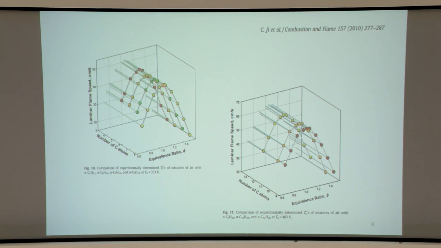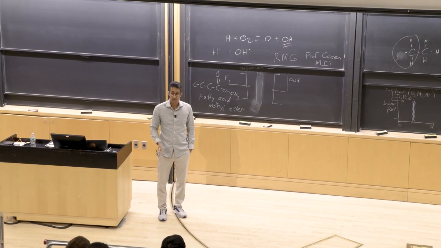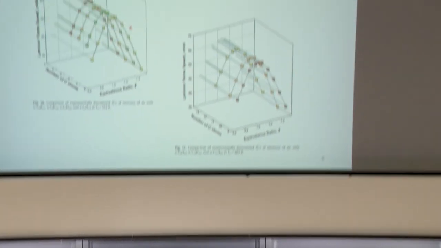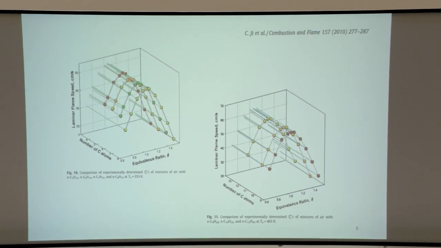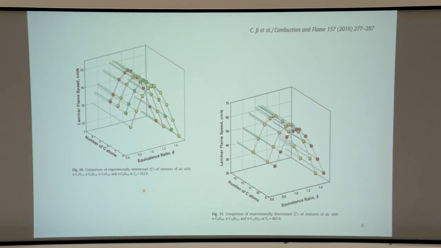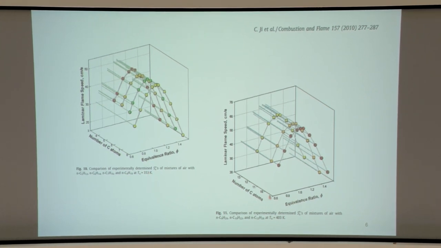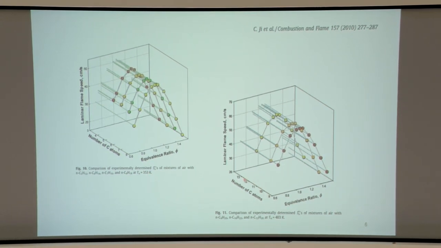All these fuels have different carbon atom length, but they have the exact same laminar flame speed. That's what these curves show. So at maximum, they're all around 55 centimeters per second at this temperature, I think, of 353 Kelvin and one atmosphere. Similarly, they've done it for C10, C11, C12, C13. All of these, again, have pretty much the same laminar flame speed.